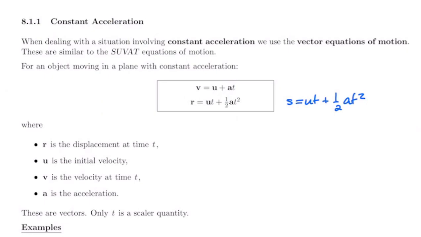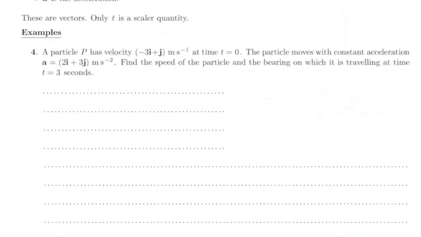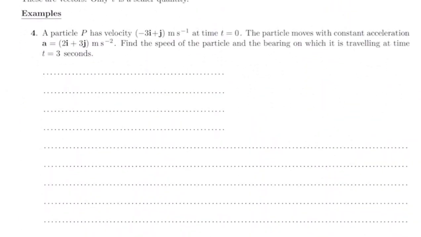So let's have a little look at example 4. It says, a particle P has a velocity of negative 3i plus j meters per second at time t equals 0. The particle moves with constant acceleration a, which is 2i plus 3j meters per second squared. Find the speed of the particle and the bearing on which it's travelling at time t equals 3 seconds.